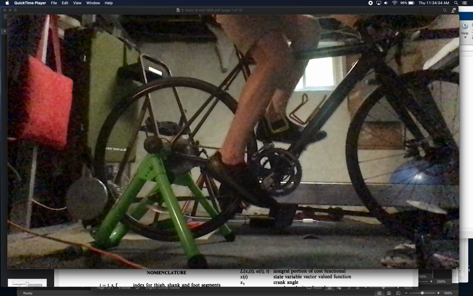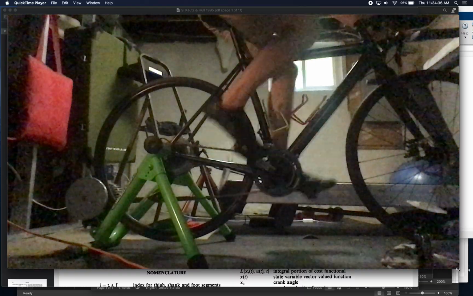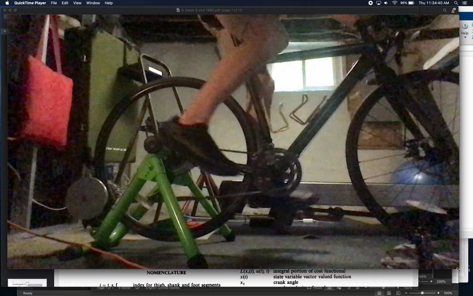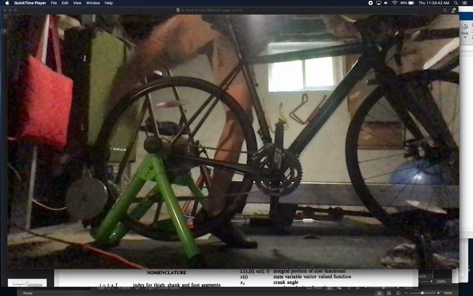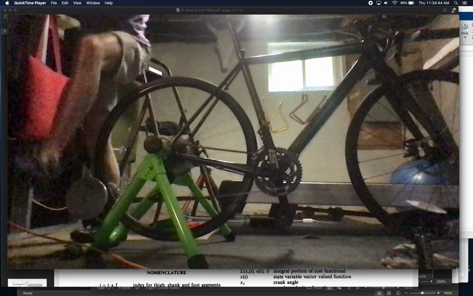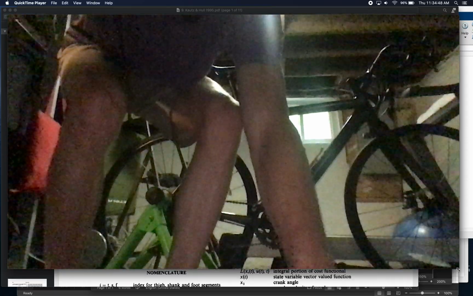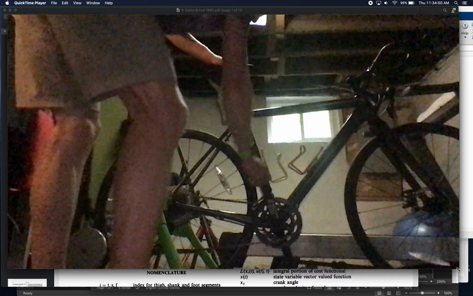So as I'm pedaling my bike here, the main muscles that are important, let me move my screen up here a little bit, you guys can't see the top of the bike. Okay, that'll be a little bit better, I think.